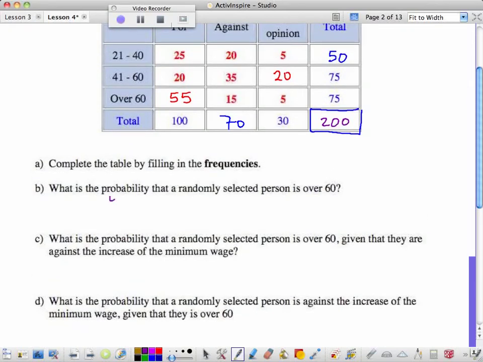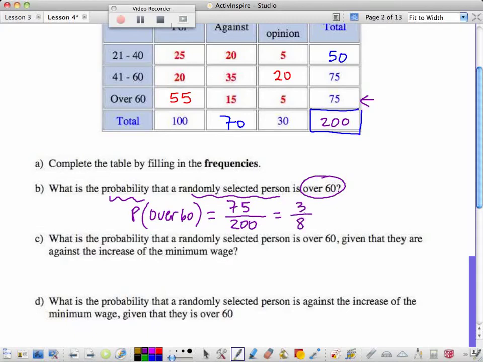What is the probability that a randomly selected person is over 60? So am I going to look horizontally or am I going to look vertically? Well, you can see the age category goes horizontally. So right here, there were 75 people that were over the age of 60 who answered this survey. So that's the probability of a randomly selected person being over 60. So if I'm going to write it out, it's probability over 60. So that's 75 out of how many? Well, that's 200. And then when I reduce, I get 3/8.